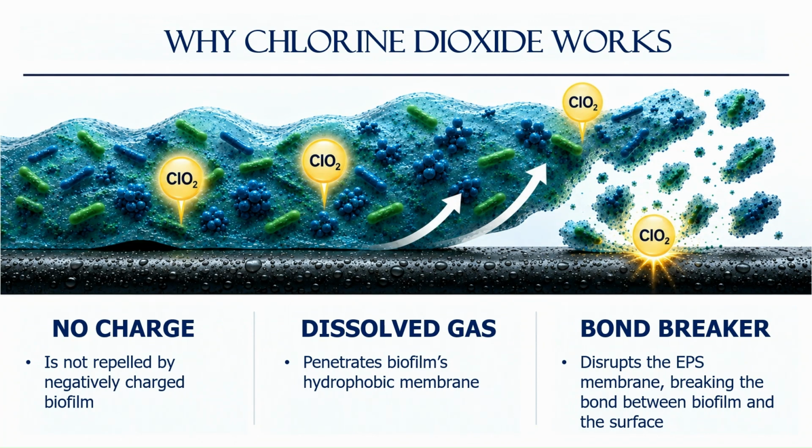Biofilm has a negative charge. Chlorine dioxide is neutral in charge, so it is not repelled by the EPS matrix. Biofilm is also hydrophobic. Chlorine dioxide is a dissolved gas, which allows it to penetrate the biofilm matrix. These unique properties disrupt the EPS matrix and allow chlorine dioxide to break the bond between the biofilm and the surface.